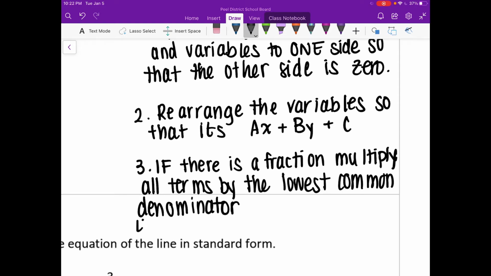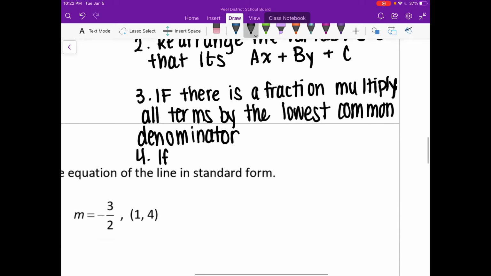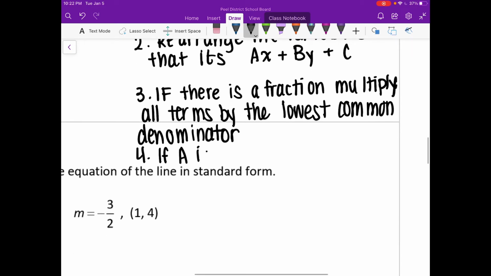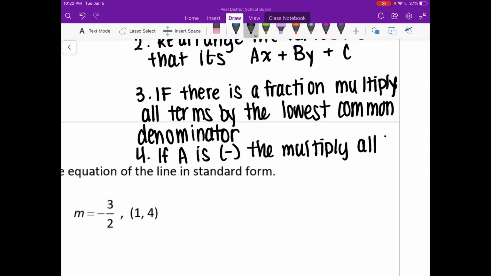And then if a, and you can write these out for yourself when you're studying and when you're doing practice problems. If a is negative, then multiply all terms by negative 1.